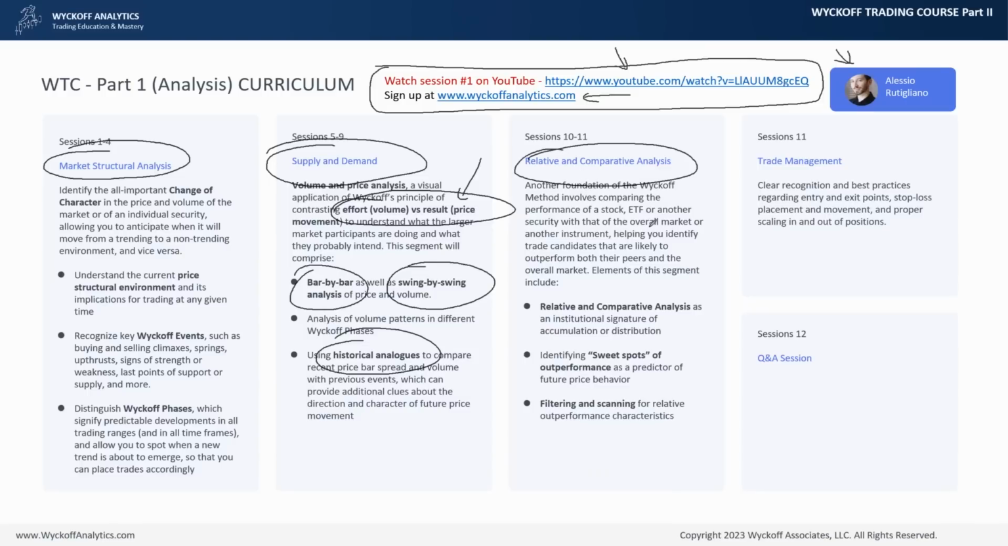Relative and comparative analysis, not a lot to add to some of the knowledge that you already have, but a lot of Wyckoff nuances or my personal twists on that, and Alessio will explain this in all of those sessions. Trade management, and then Q&A.